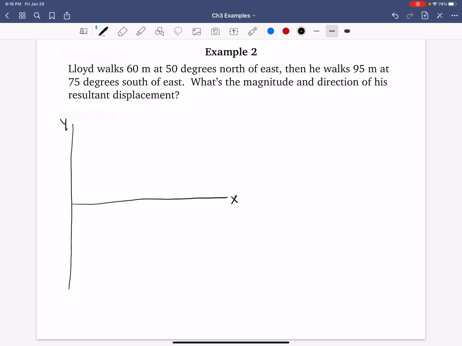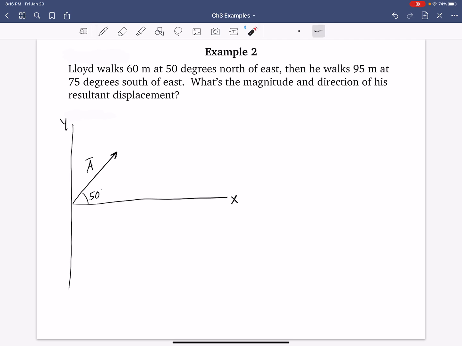So starting at the origin, I'm going to try and get the magnitudes somewhat close. 50 degrees is just past halfway, so let's do something like that. Let's call that vector A. And this angle here is 50 degrees. Then, from that point, he walks 95 meters, 75 degrees south of east.